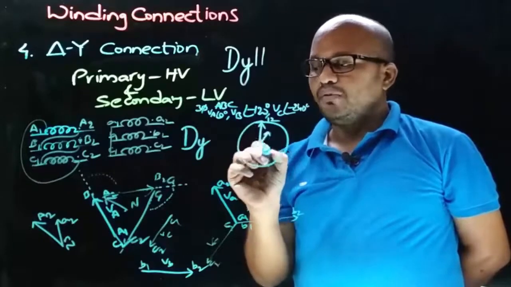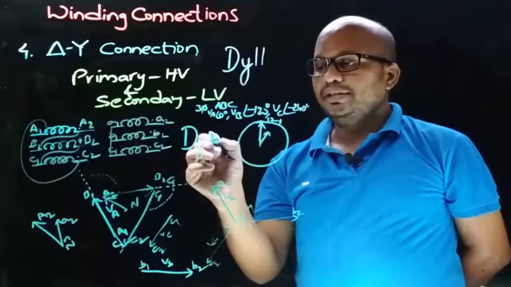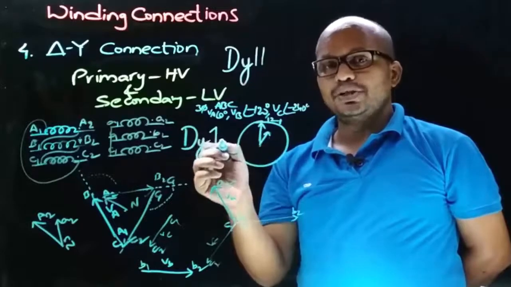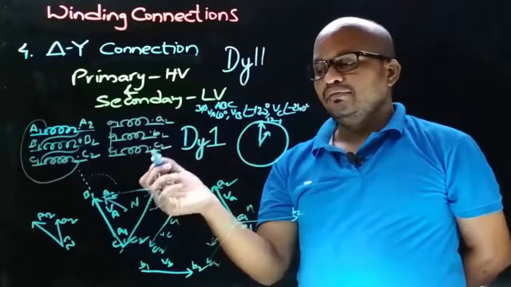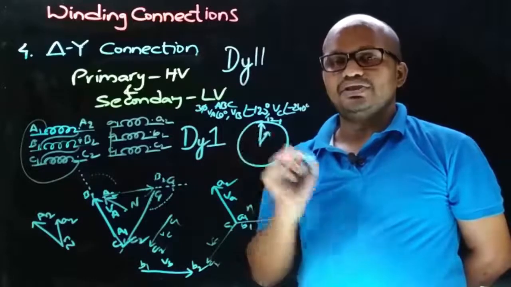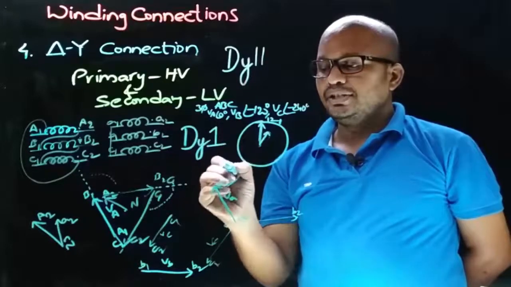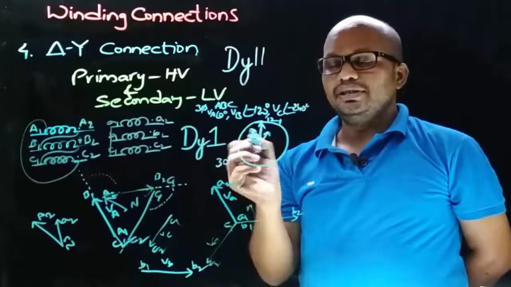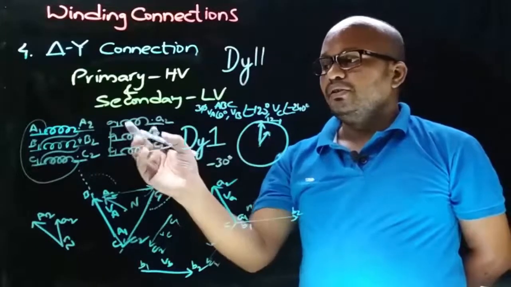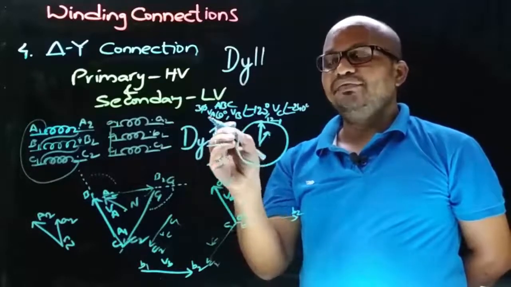So now the hour's needle will be shown pointing towards 1, meaning the numeral in the vector group symbol will be 1, which indicates the LV winding phase-neutral voltage displacement with respect to the HV side phase-neutral voltage, and that is obtained by the angle between the minute's needle and the hour's needle. For 1, the angle between the minute's needle and the hour's needle is 30 degrees, and as this angle is measured clockwise, it is given a negative sign. From this we can say that with this connection we are obtaining a 30 degree lag phase displacement.